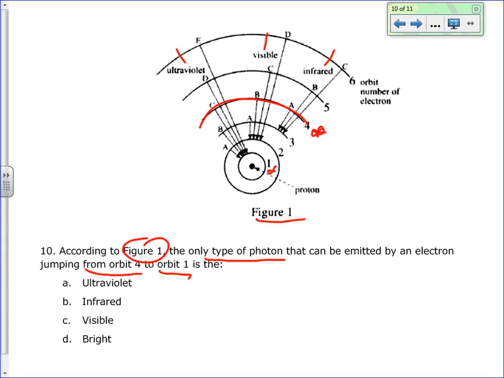We see this infrared one jumps from 4, but it stops at 3. So that's not good. This visible one starts at 4, but it ends at 2. That's not good. This ultraviolet one starts at 4, and it ends at 1, which is the one we're looking for. So in this case, ultraviolet.